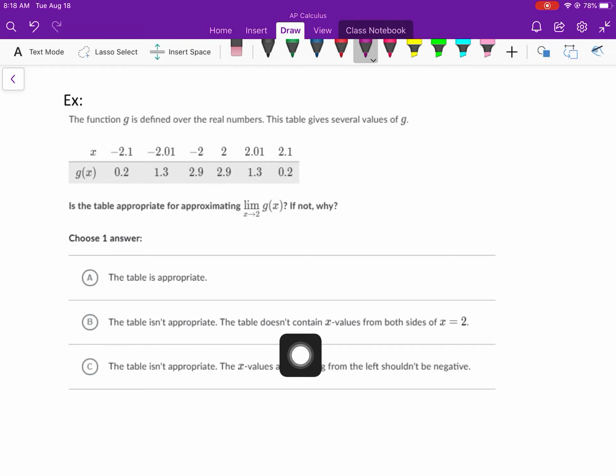So let's see the justification here: the table doesn't contain x values from both sides of x equals 2. Now, originally when I read this, I thought that, but think about it. The negative 2 is actually from the left side of 2. So this table actually does contain x values from both sides. It's just that the left side's not close enough to 2. The x values approaching from the left shouldn't be negative. They should be positive, getting really, really close to that value of 2.